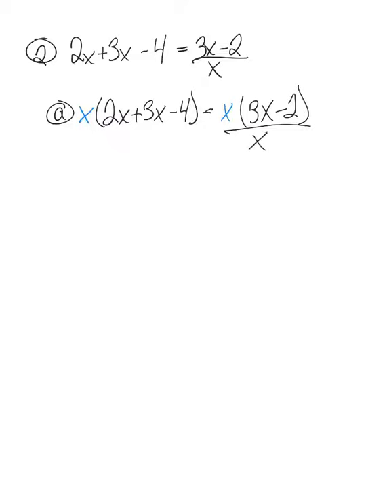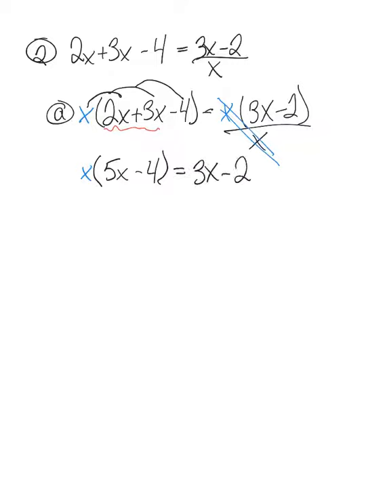And we can see now that those two x's will cancel out, and we will have to apply this x throughout each term. But as you can see, 2x plus 3x can be combined before we even distribute out the x. So now let's do that. x times 3x plus 2x is 5x minus 4 will equal 3x minus 2.